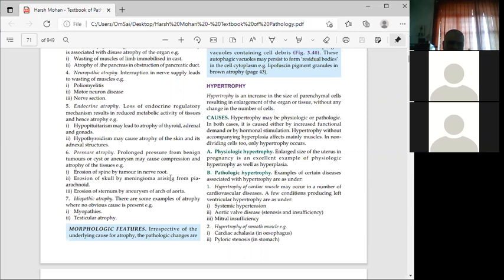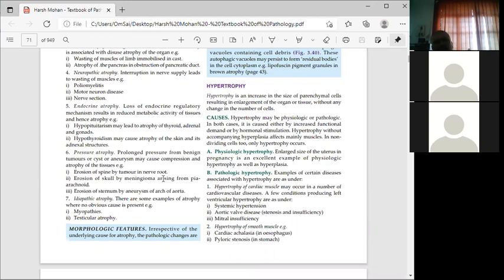Erosion of skull by meningioma arising from what here? That is pia arachnoid. It's okay. Meningioma arising from pia arachnoid. Pia mater and arachnoid mater are layers covering the brain.